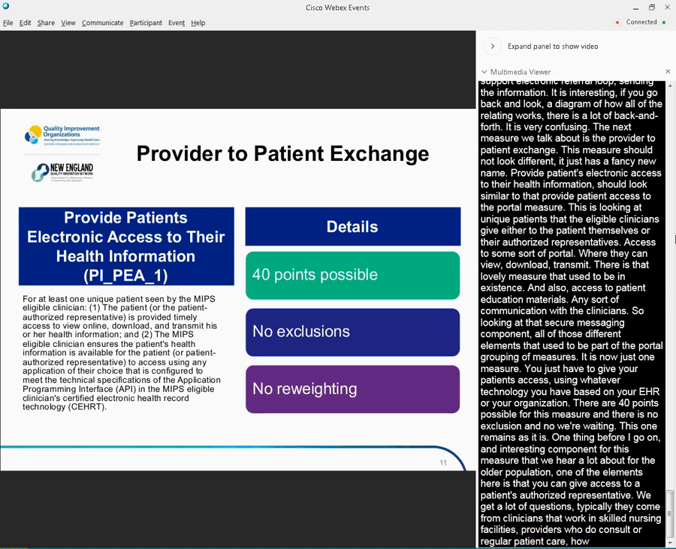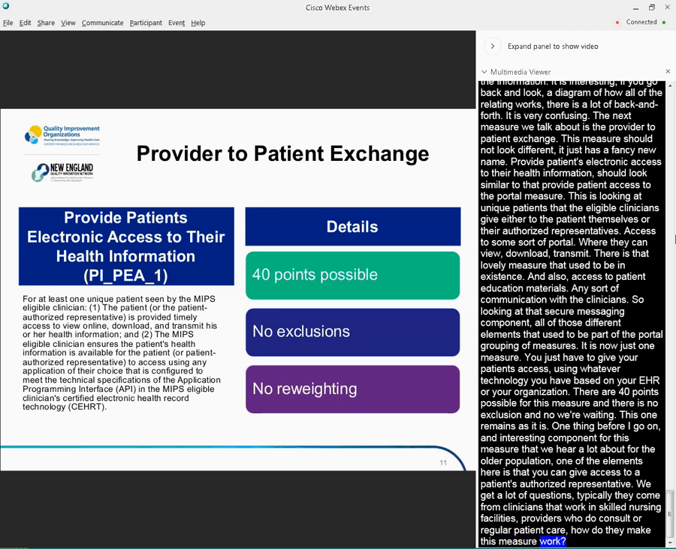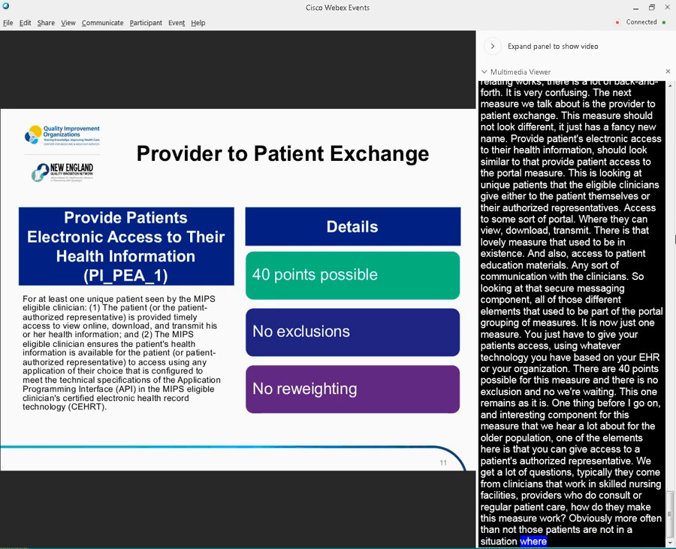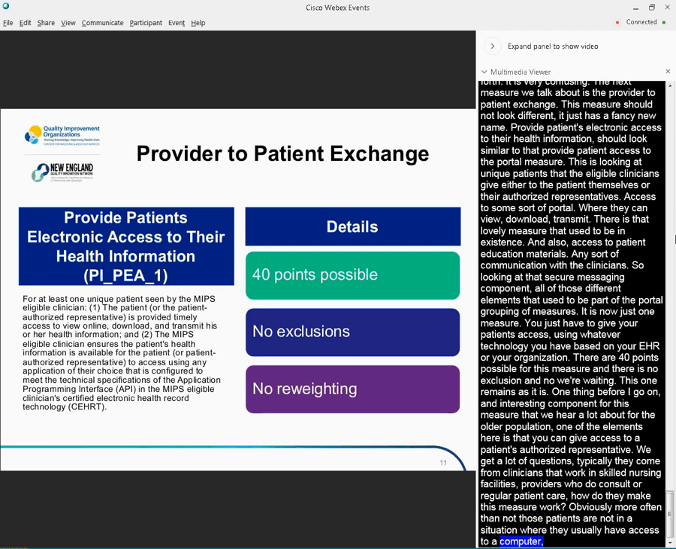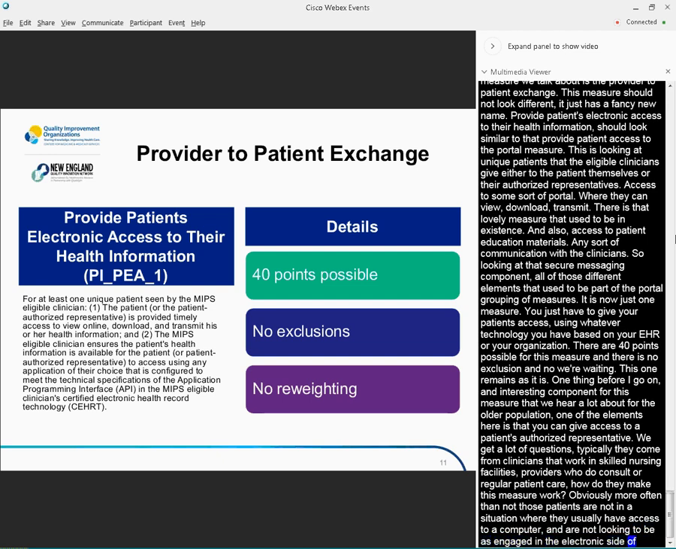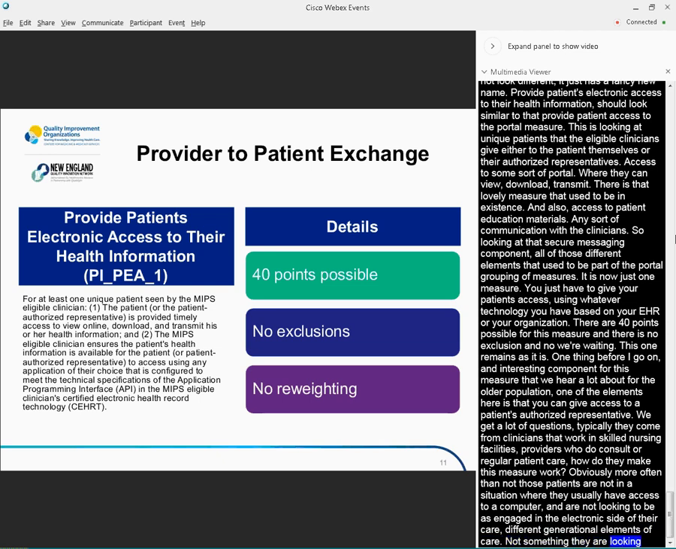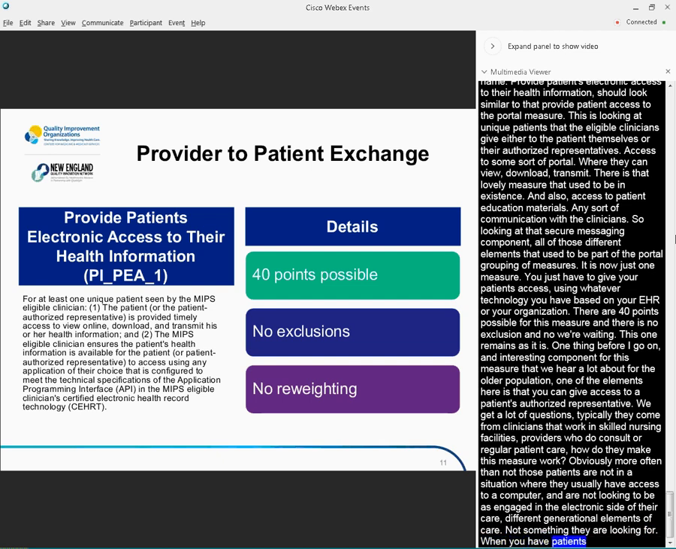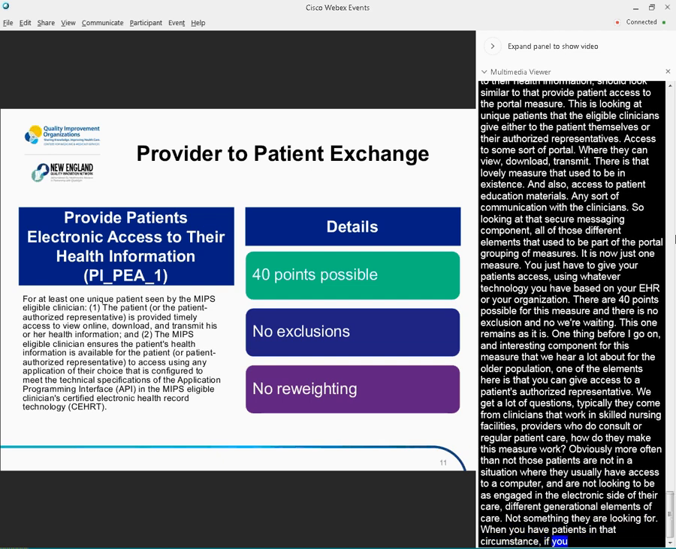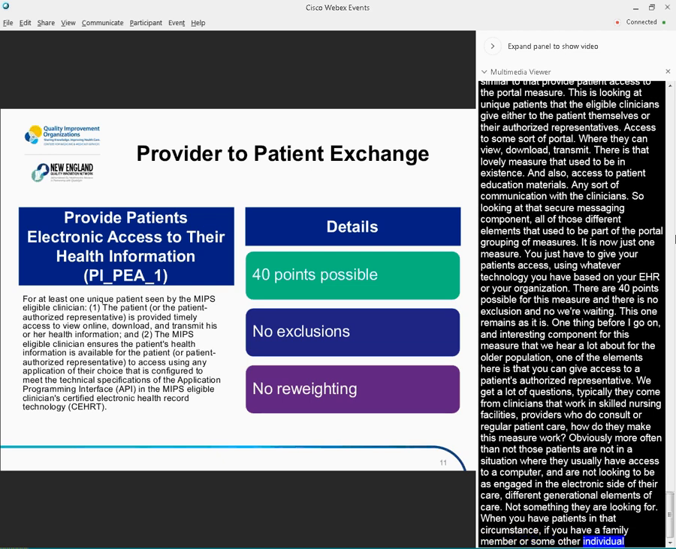Because obviously, more often than not, those patients are not in a situation where they, one, usually have access to a computer, and two, are not really looking to be as engaged in the electronic side of their care, just because of generational differences in what they look for in care. So when you have patients in that circumstance, if you have a family member or some other individual that you could give access to, that's a great way to get credit for this measure.